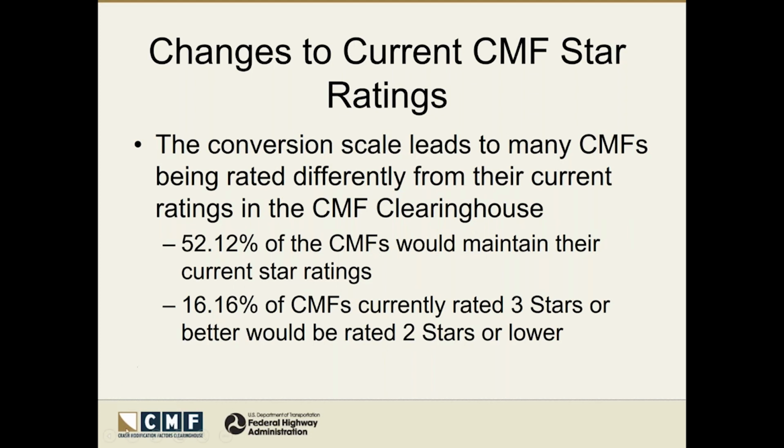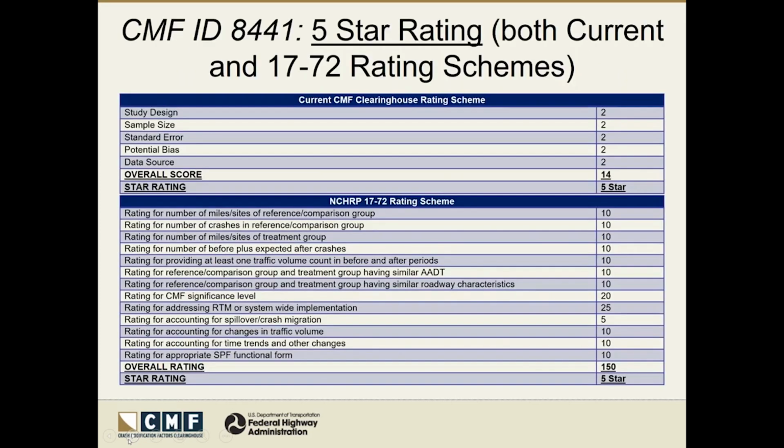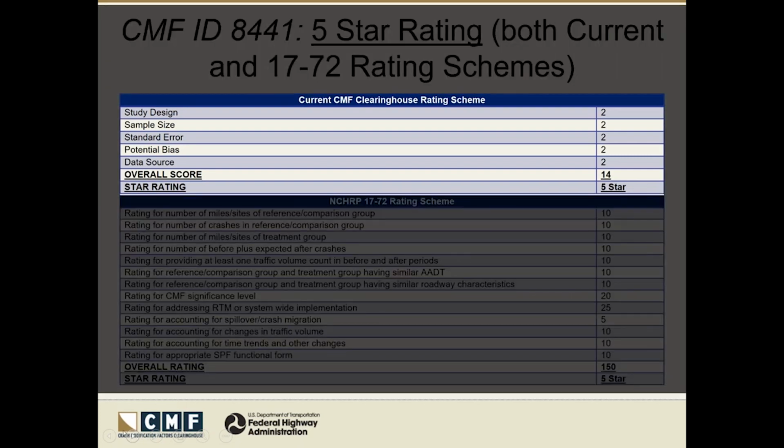Okay, Karen, now we can jump to those couple examples here. And this is example ratings under the two systems. So here on the top of the slide, you'll see the old rating system where the study design for the CMF yielded 2 points, sample size 2 points, standard error 2 points, potential bias 2 points, data source 2 points, which for this CMF yielded a perfect score, which is very rare under that old system. It had a 5-star rating.